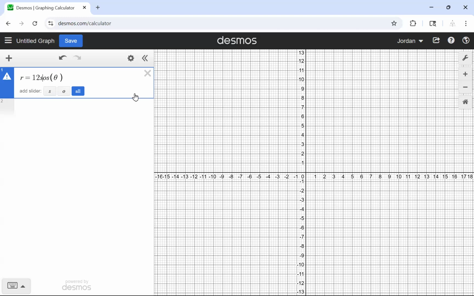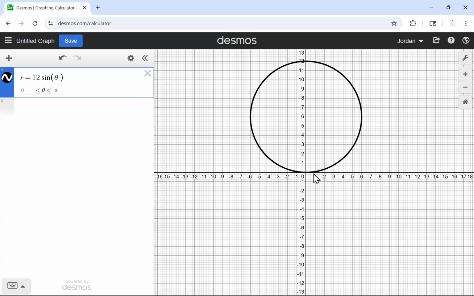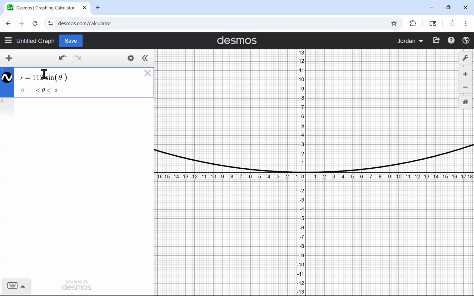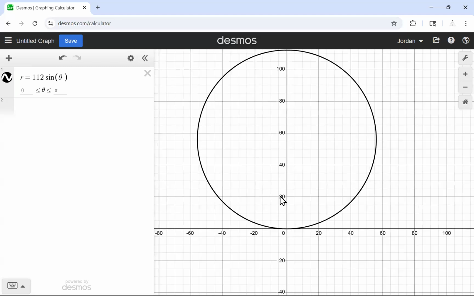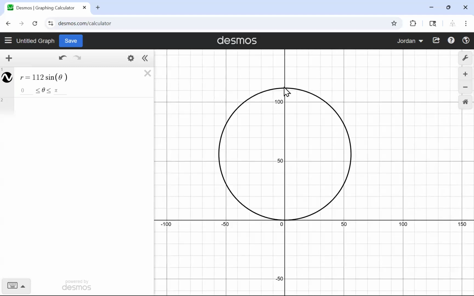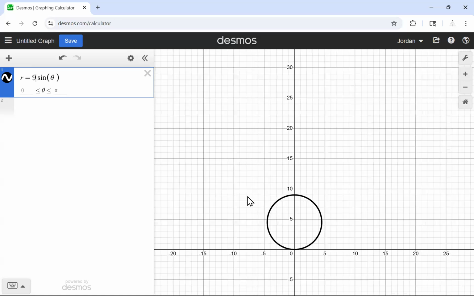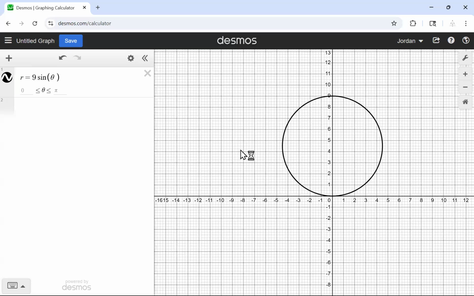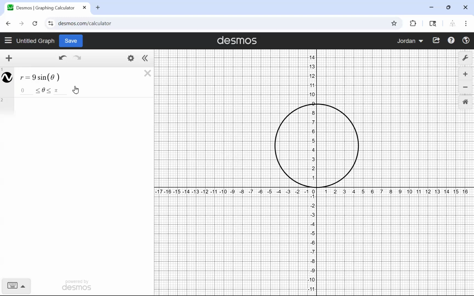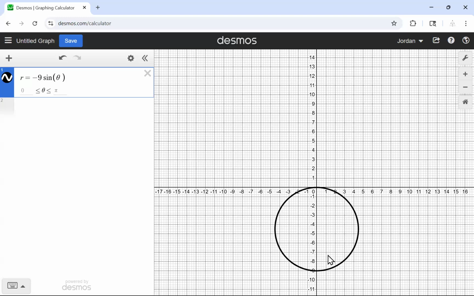If I change cosine into sine, then instead of the circle being laid out in line with the x-axis, now the circle is laid out in line with the y-axis. And no matter what number we have out front, like 112, let's say, obviously if I do a 112, it's going to go from the origin to 0, 112. The equation that we were asked to graph is this one, r equals 9 times sine theta. If you use a negative number out front, just like the previous case with cosine, it flips over an axis, but this time it flips over the x-axis.